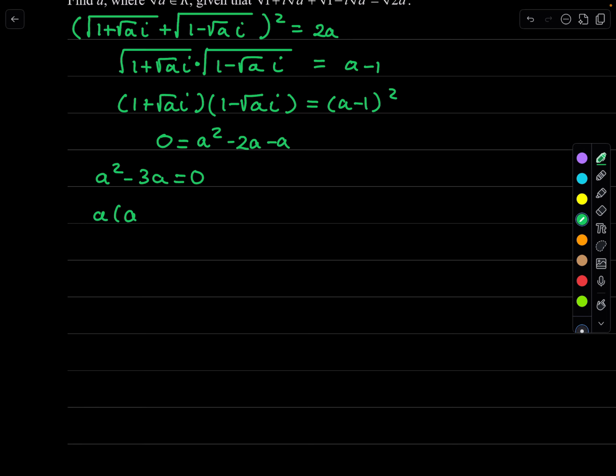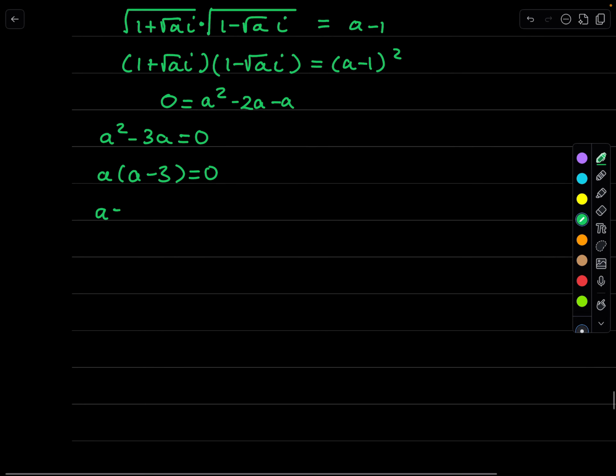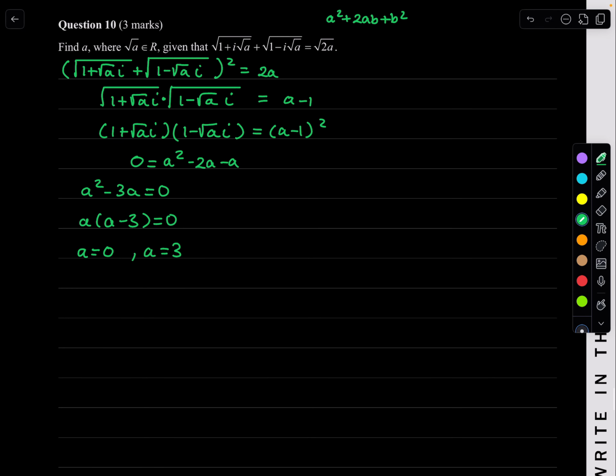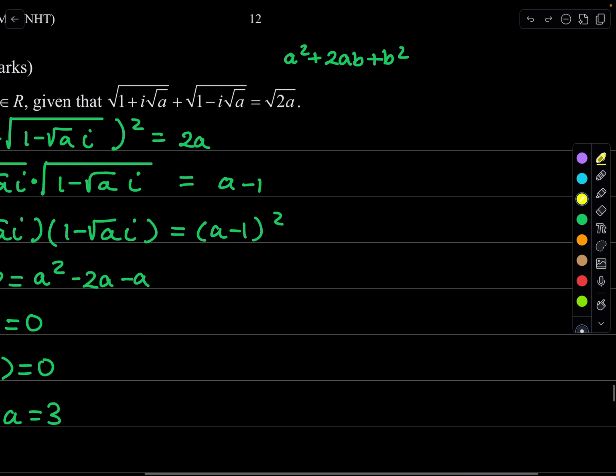So take a factor of a out. So a equals 0 and a equals 3. But be careful, you have to check if they actually work. Do they satisfy this equation? For example, if I sub in a equals 0 into this, there are a lot of mistakes here. You have to sub it in, because there's one solution that won't work.